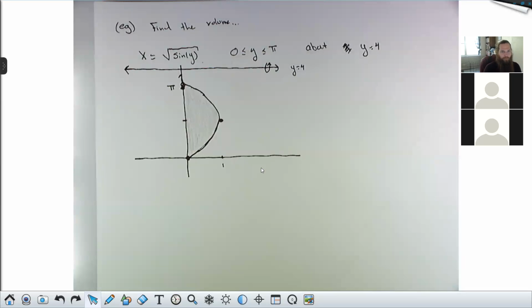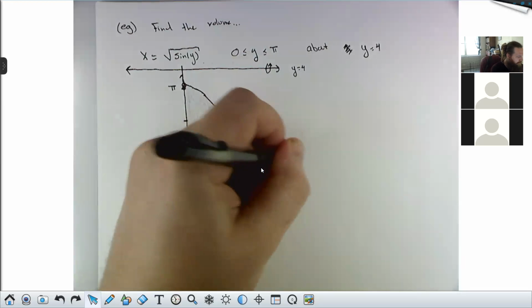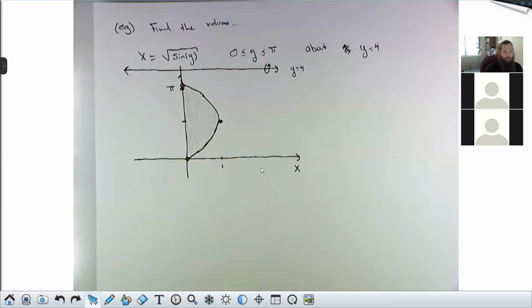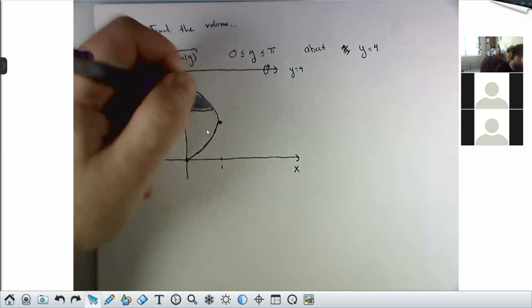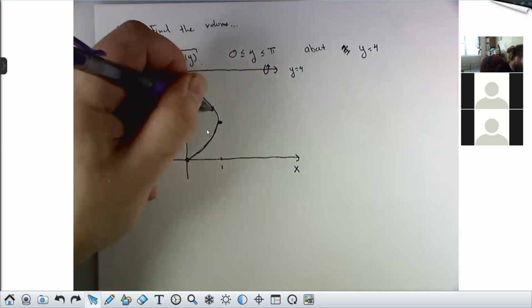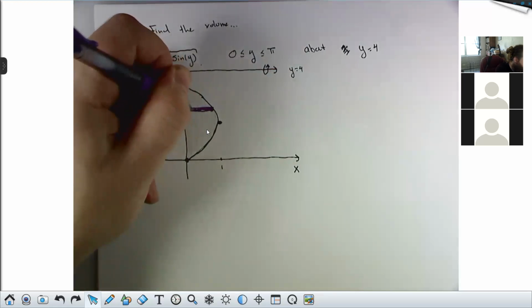How do I draw the strip? From the y-axis to any point on the curve. Yeah, the strip should be oriented like this, right? Parallel to the axis of rotation. So I could put it in here anywhere, but it has to be oriented left to right like that. Let's put it in up here. It's always understood that this is at a generic y value that we just call y.